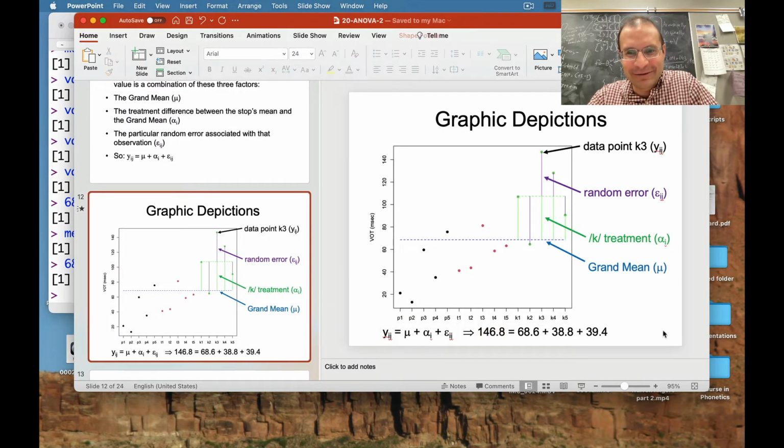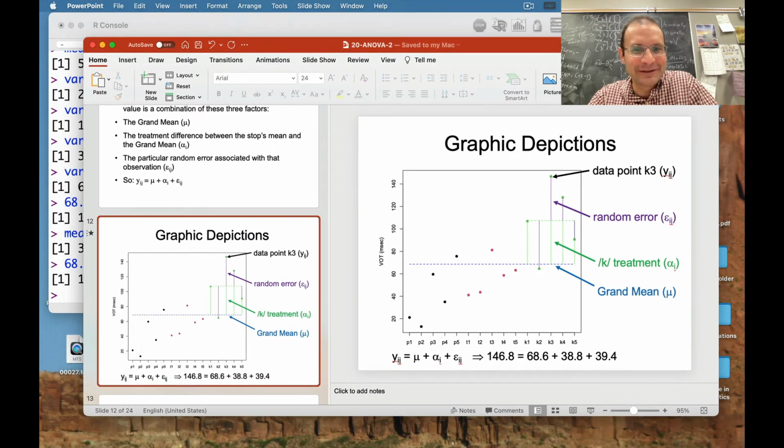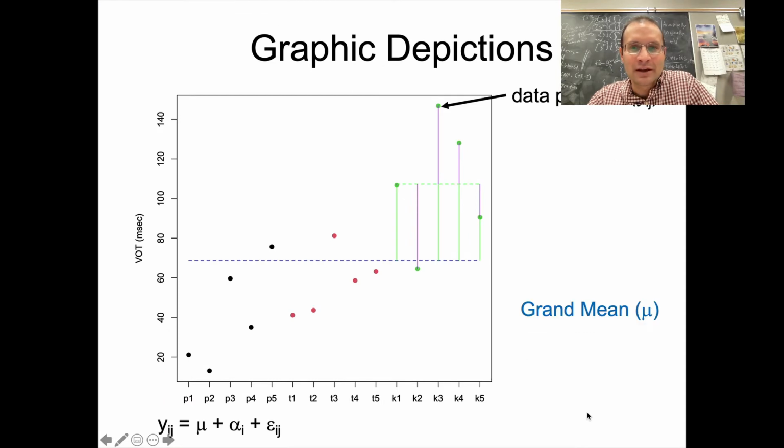Okay, good thing we have R to do the math for us rather than just doing it all in our heads. But both of these effects, the treatment and the residual error, are close to 40 milliseconds. The grand mean is 68.6. So those are pretty big effects overall, which is why we get this really long VOT measure here.